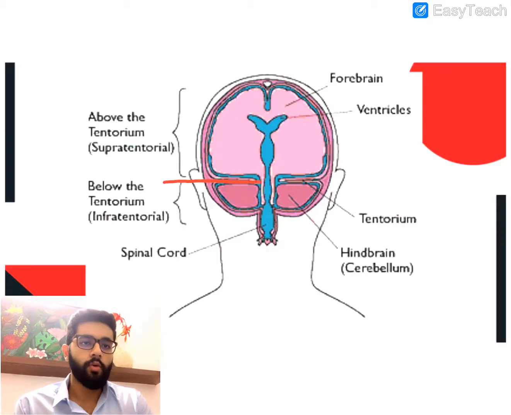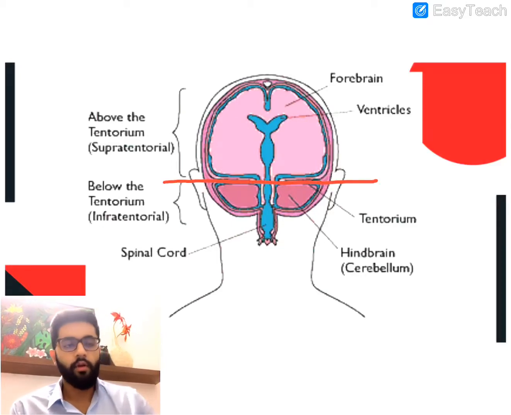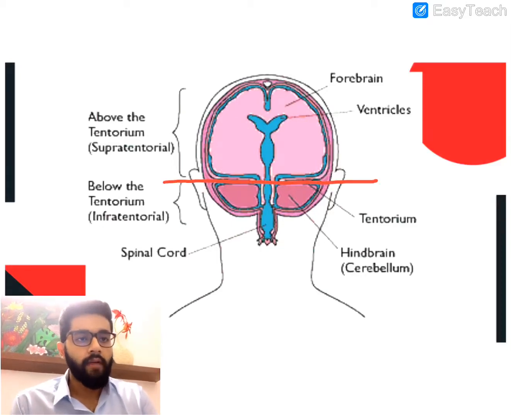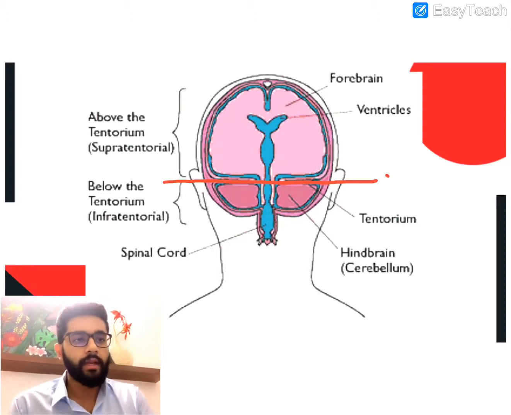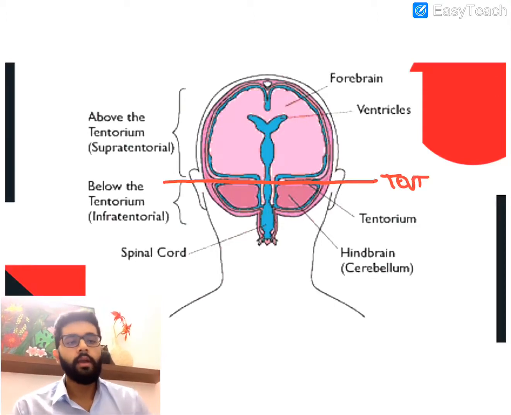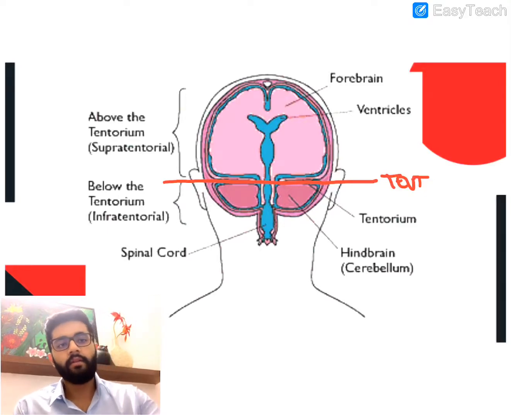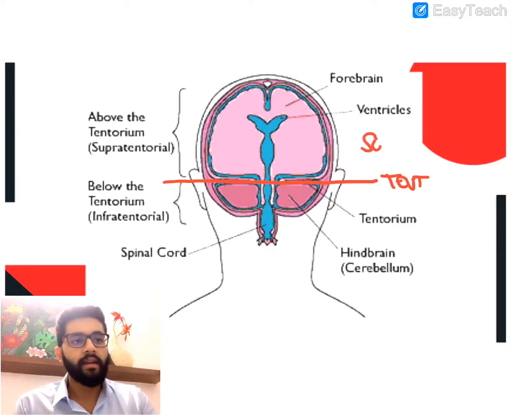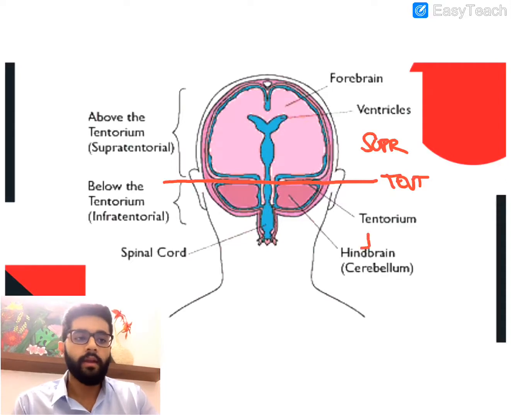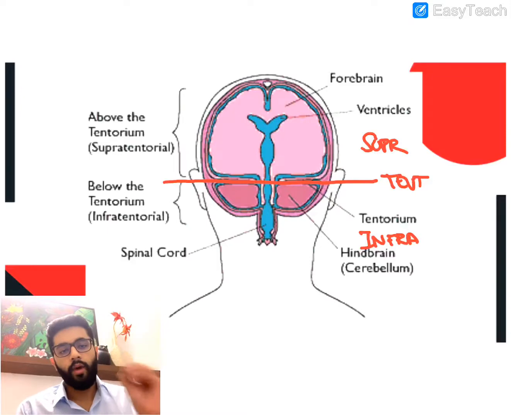Okay, so this is a picture of a section of the brain, and I have drawn a plane here which is called the tentorial plane. The tentorial plane is a plane that passes between the cerebrum and the cerebellum of the brain. In simple terms, that's what the tentorial plane is. Anything that lies above this plane is referred to as supratentorial, and anything that lies below this plane is referred to as infratentorial.